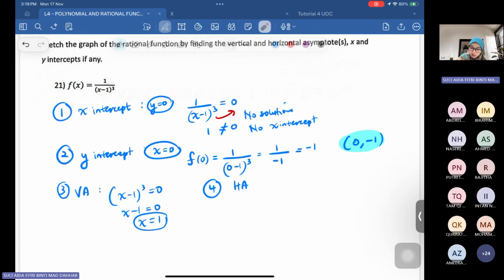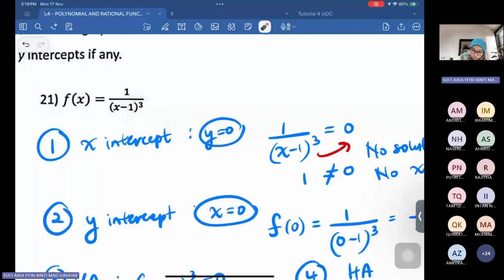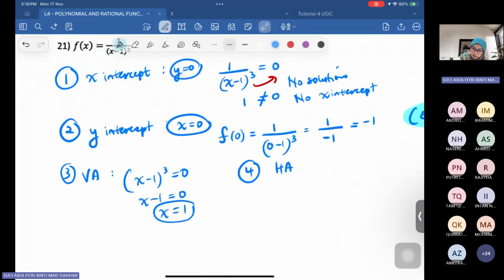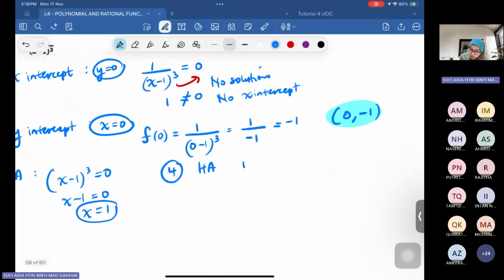By comparing the power of your polynomial. So the one on the top is a polynomial of degree 0. The one in the bottom is a polynomial of degree 3. So the top is less than the bottom. This is the case where your n is less than your m, because 0 is less than 3. So for n less than m, our horizontal asymptote is always the x-axis. So it's at y equals to 0.